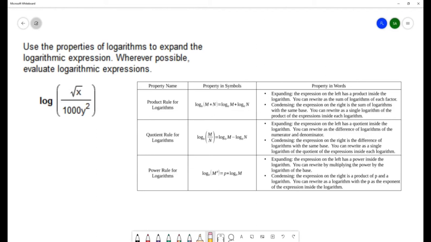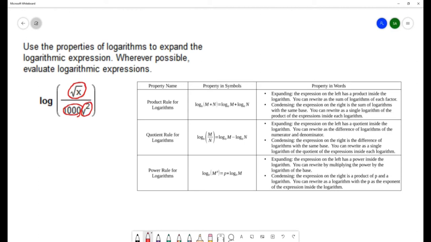And in the expression that we have, look for factors in the numerator and factors in the denominator. The factors that are in the numerator will have logs that are positive, and a factor that comes from the denominator will have a subtraction or minus sign in front of it. So the expression that we have inside of our log is the square root of x over 1000 times y squared. So when I look at this, I can see I have just one factor in the numerator, and then 1000 and y squared are two factors in the denominator.